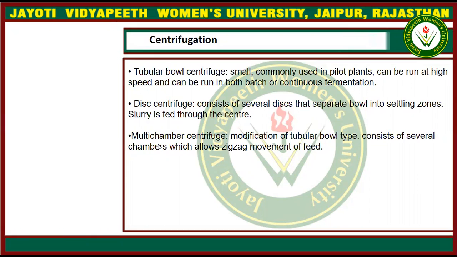Multi-chamber centrifuges contain a lot of chambers, and we can pick our products in different chambers, and we can rotate the centrifuge machine. This is the modification of tubular bowl type, which consists of several chambers which allow zigzag movement of the feed. So using these techniques we can isolate our products.